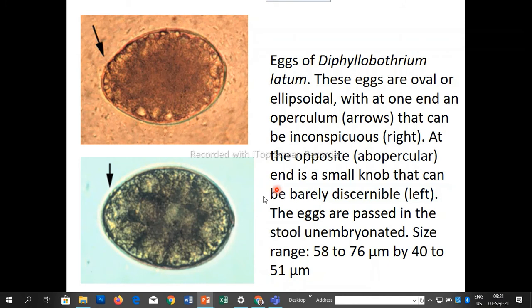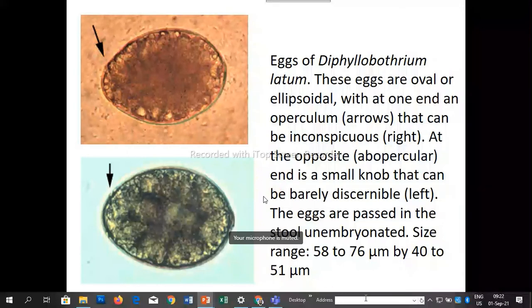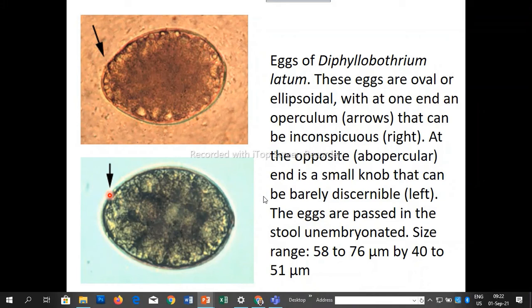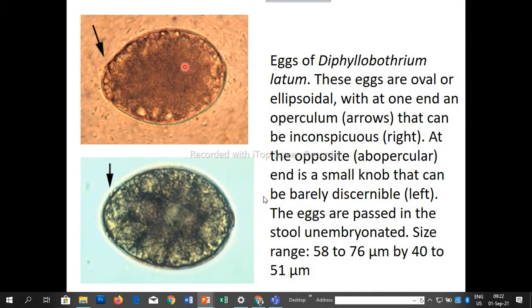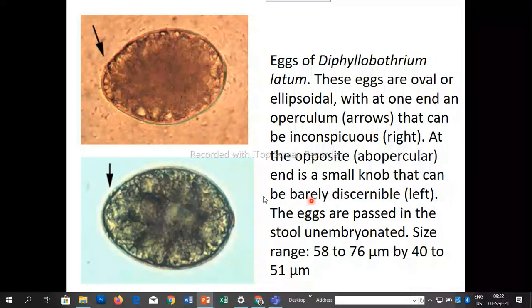This is the egg of Diphyllobothrium latum. The eggs are oval or ellipsoidal with an operculum at one end. An operculum is like an opening. That's what we call operculum. So the egg is operculated. Operculated egg. At the opposite end there can be an inconspicuous, smaller knob that can be barely discernible. The eggs are passed in the stool unembryonated, and they are big, about 76 micrometers.